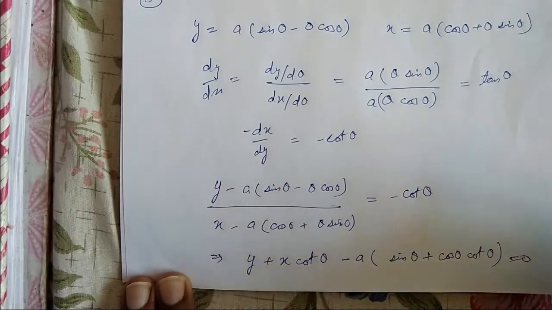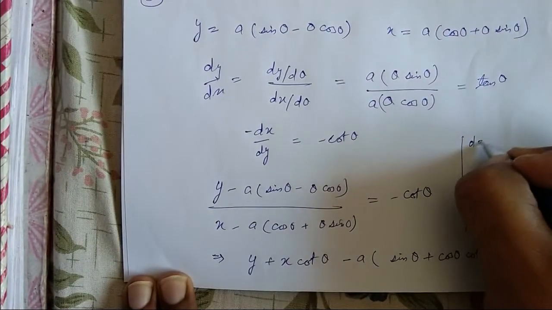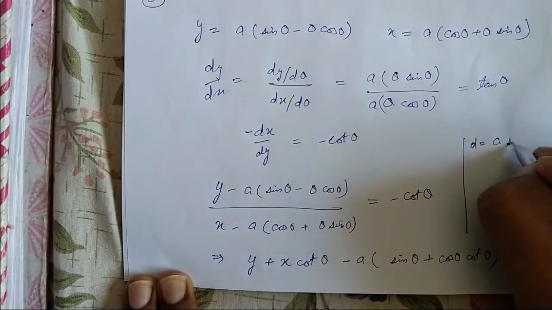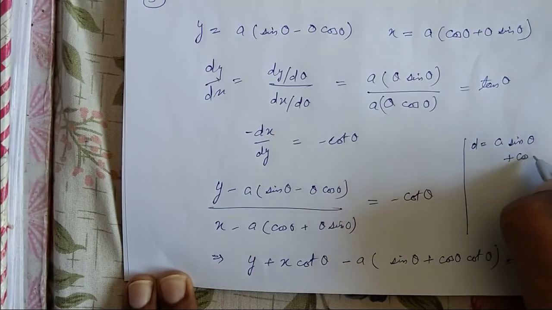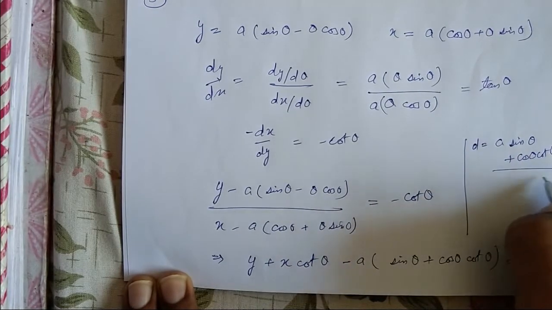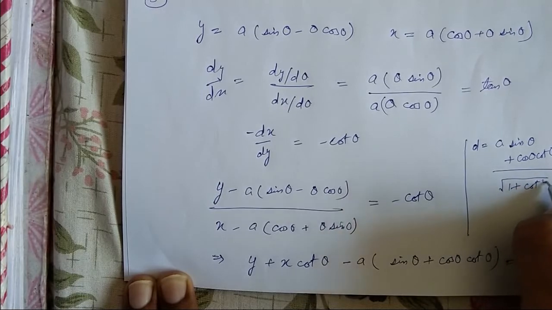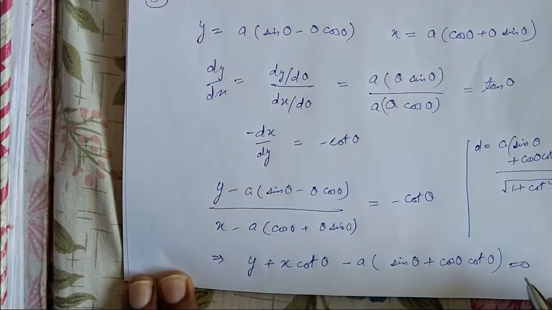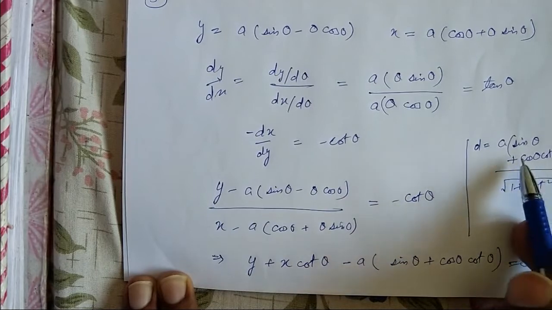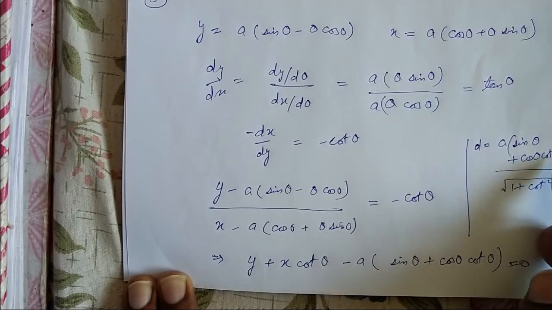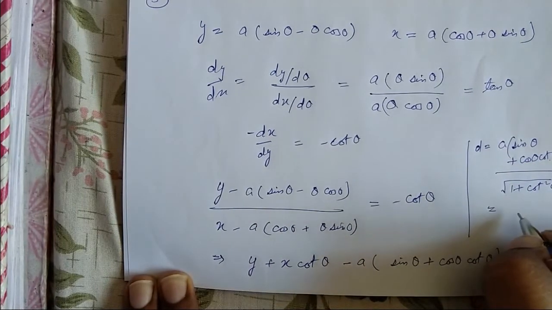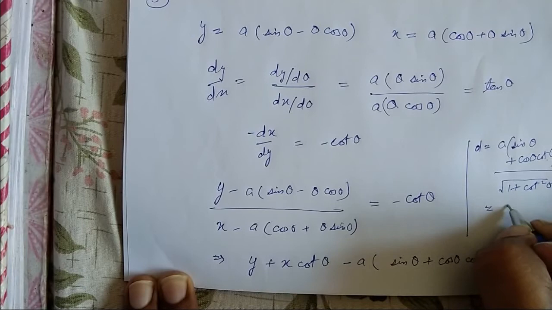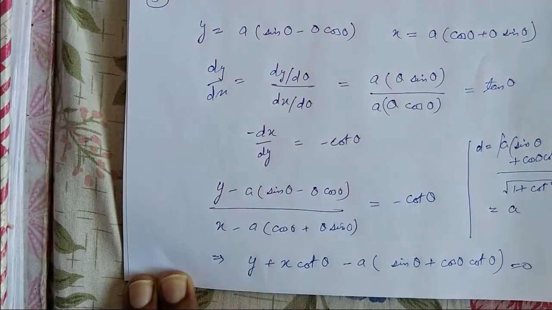Now we can calculate distance of this line from origin, which would be a (sin theta plus cos theta cot theta) upon square root of 1 plus cot square theta. Taking sin theta common and taking LCM, we get sin square plus cos square, and hence it would be cosec. So this would simplify to a.